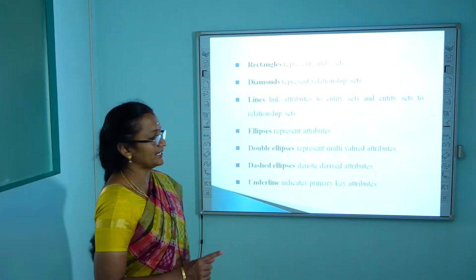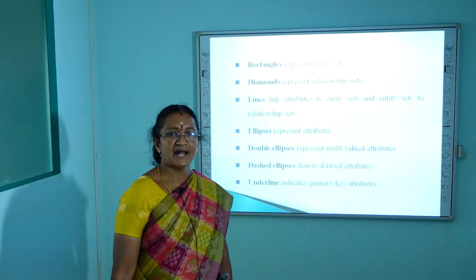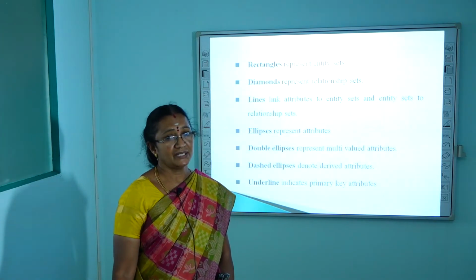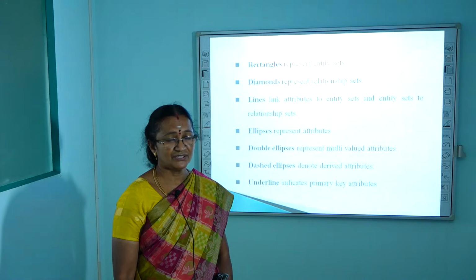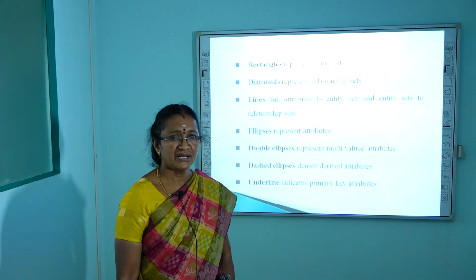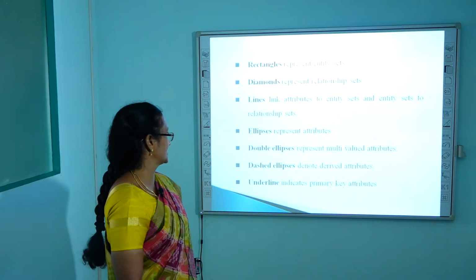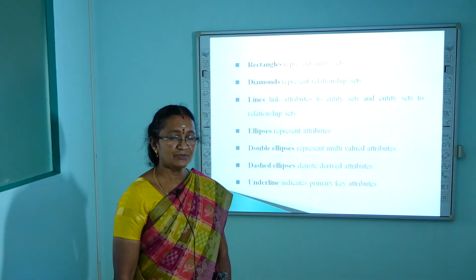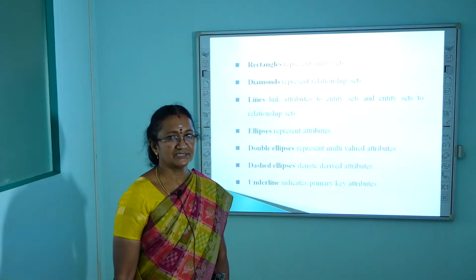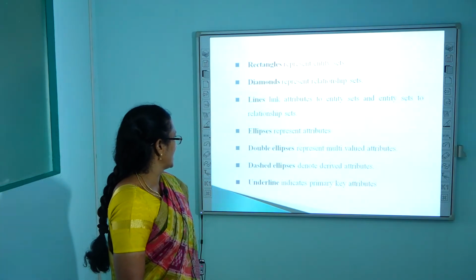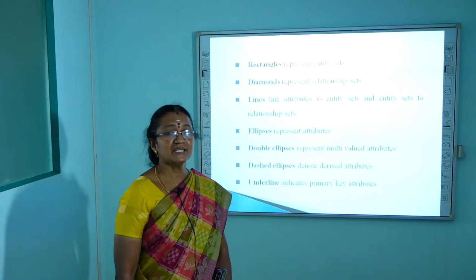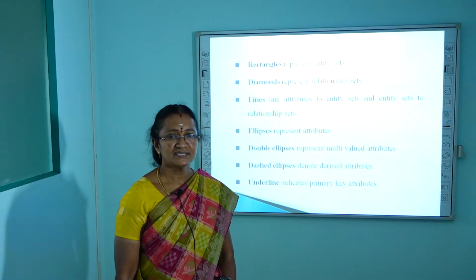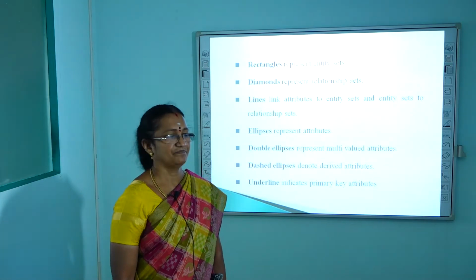Then the next one is the ellipse. The ellipse represents the attributes. A double ellipse represents the multi-valued attributes. We have seen about multi-valued attributes, such as the mobile number and email ID of a person. A dashed ellipse denotes the derived attributes. For the derived attributes, we have seen the date of birth. Then the last one, an underline, indicates the primary key attributes. Primary key means uniqueness of the table, that is register number or customer ID.